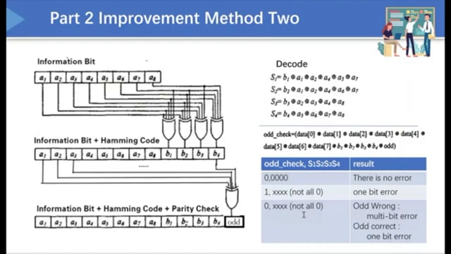And when the overall check is 1 and S1, S2, S3 are not all 0, there is a one-bit error. When the overall check is 0 and S1, S2, S3, S4 are not all 0, there may be a multiple-bit error or one odd error according to the parity correction. Therefore, this improved Hamming code can detect most multi-bit errors and can reduce the misdetection rate.